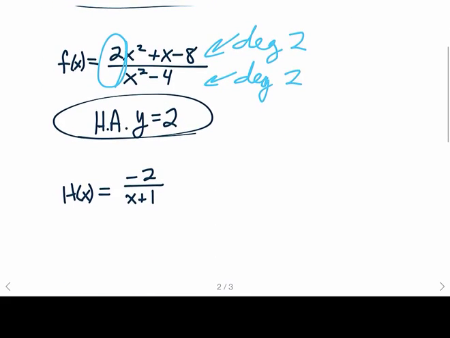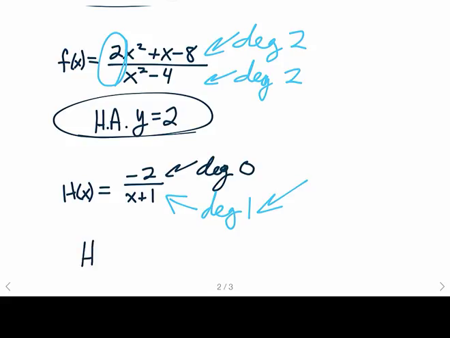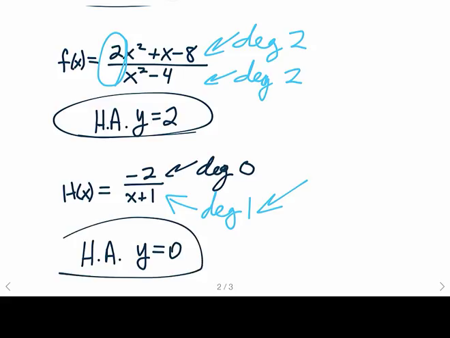Next we have h of x is equal to negative 2 over x plus 1. The degree of the numerator is 0, because that's the degree of a constant. The degree of the denominator is 1. That makes the degree of the denominator bigger, and as you may recall, that means we have a horizontal asymptote of y equals 0.